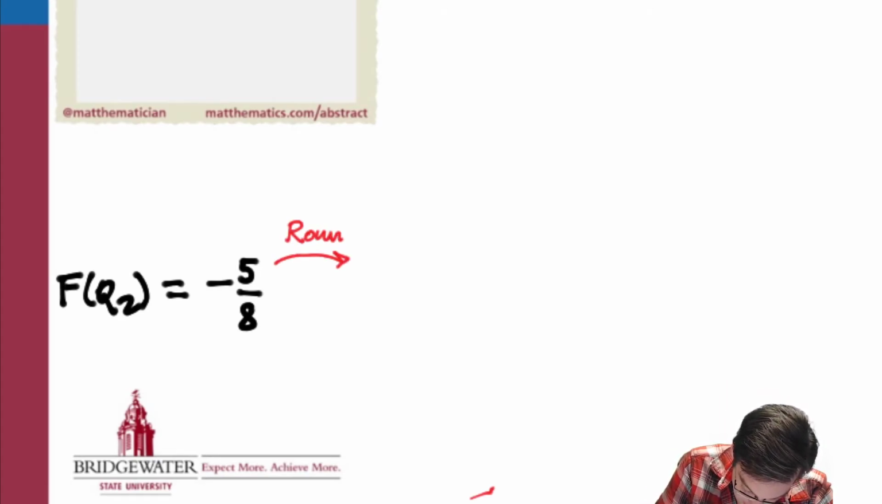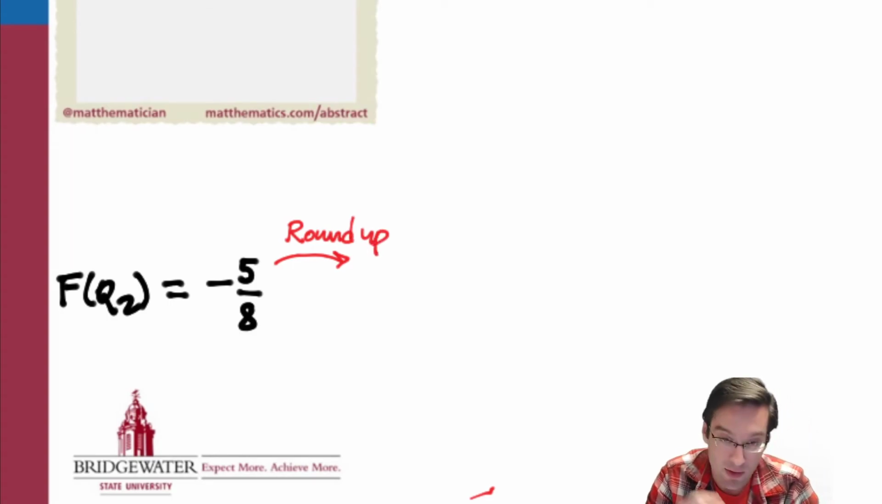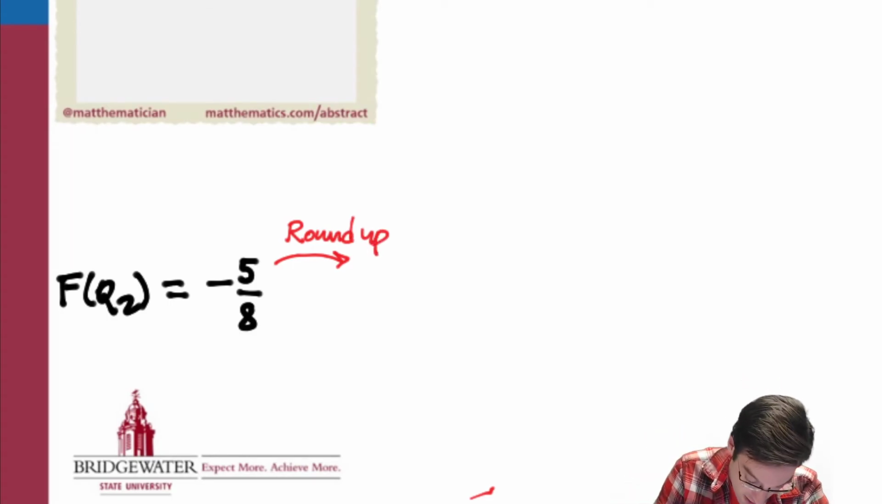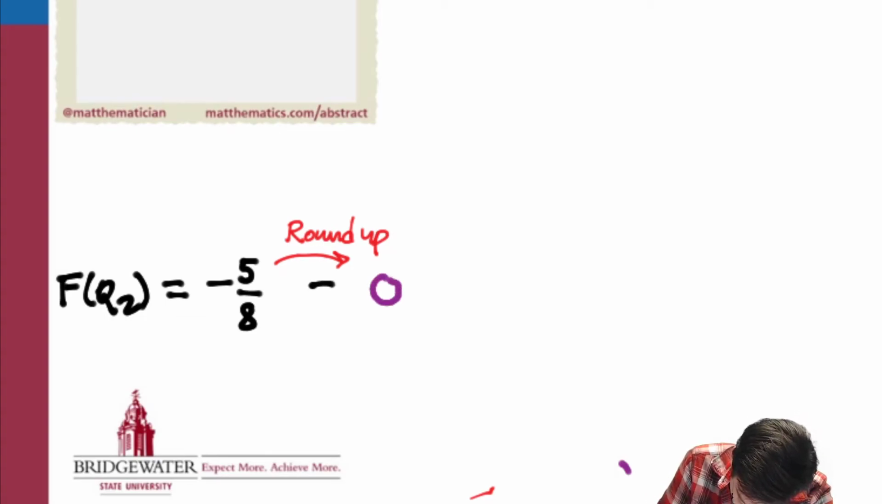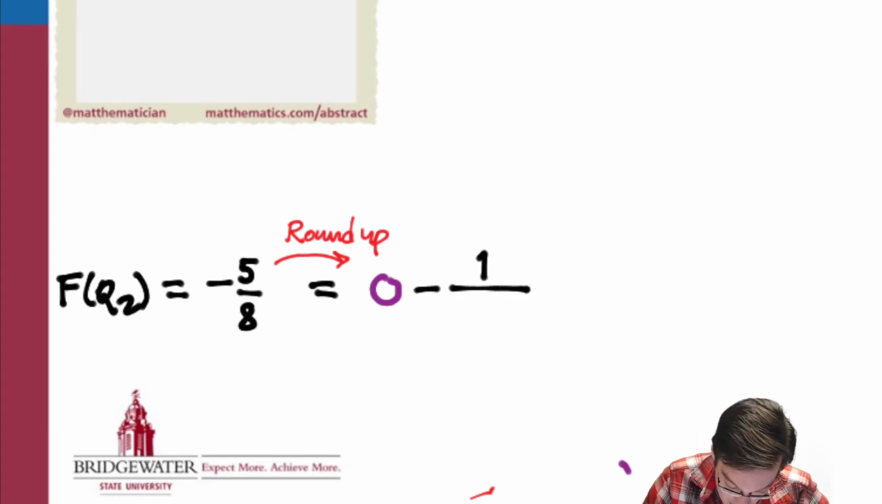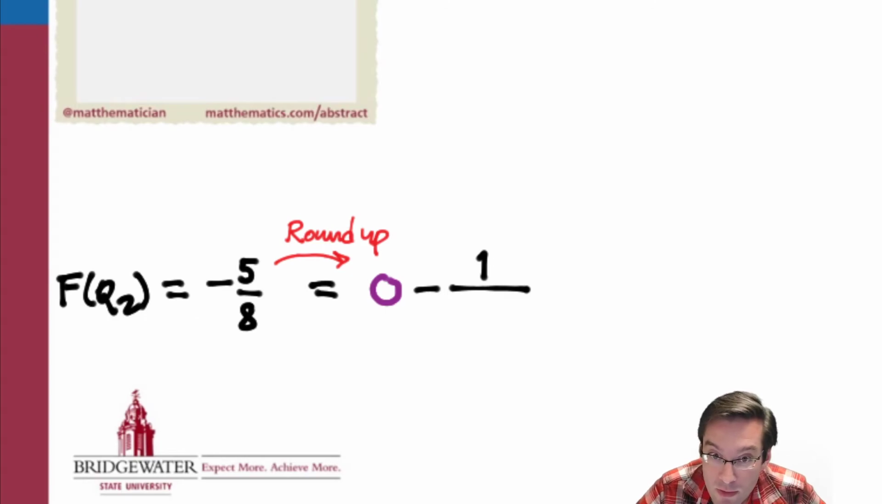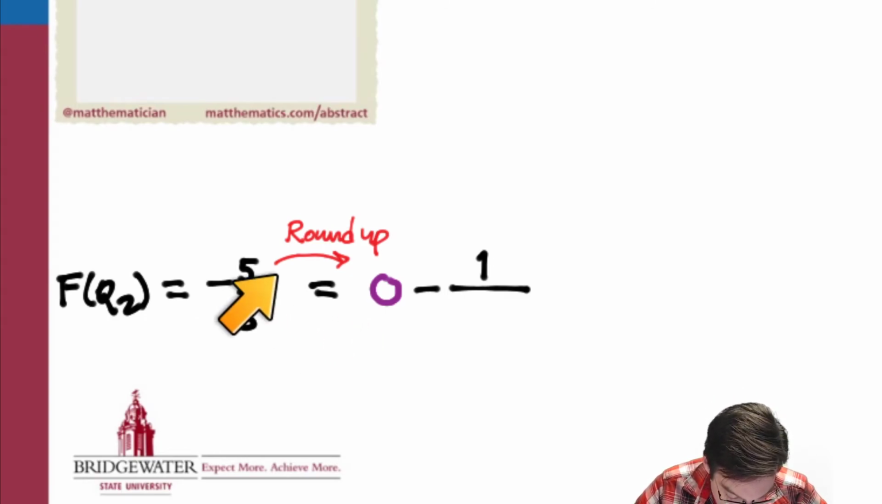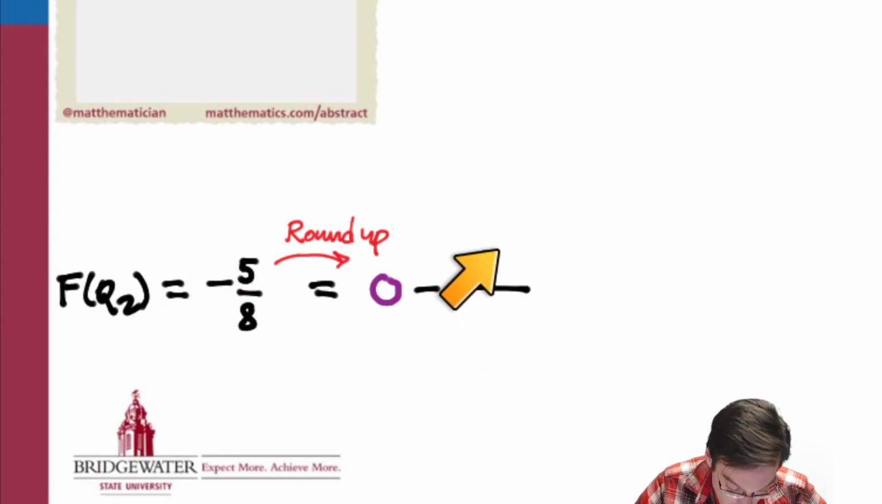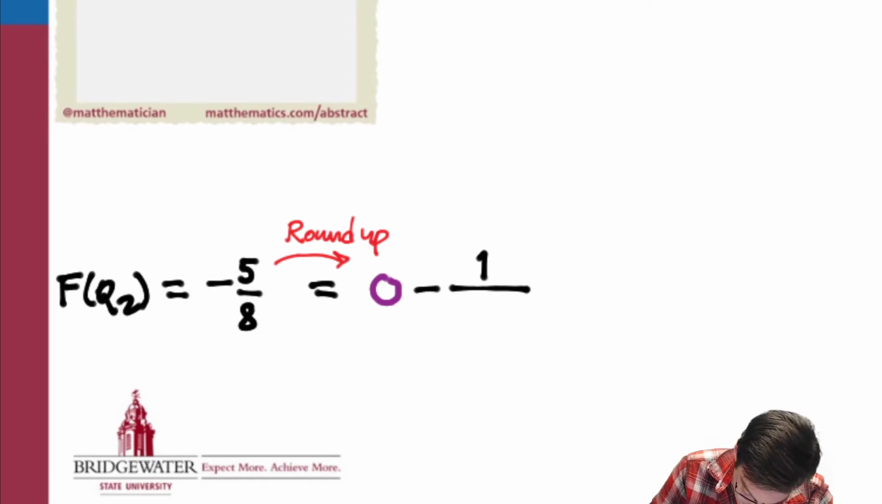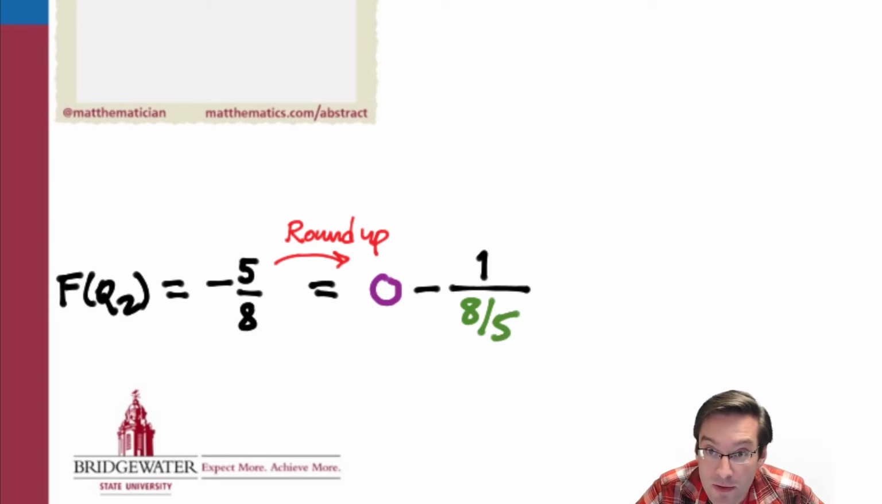We take the number, we round it up to the next greater integer. So starting from -5/8, the next nearest integer we would round up to is 0. So I'll round -5/8 up to 0. And then I just need to figure out 0 minus the reciprocal of what is going to give me -5/8. Well, starting from 0, I have to subtract 5/8 to get there. So I want this 1 over something to equal 5/8. So in the denominator, I want the reciprocal of 5/8. That's 8/5. So there's my first step.